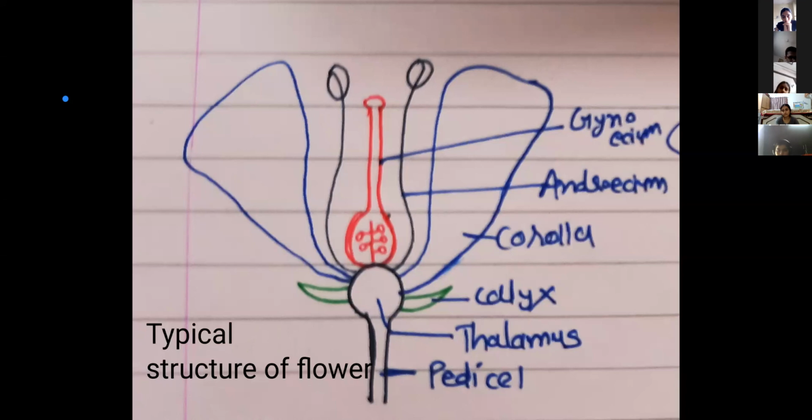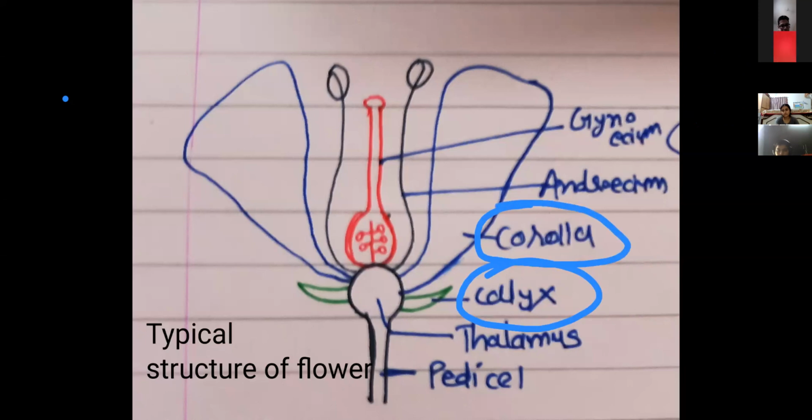So first, a flower has 4 whorls. A flower has a total of how many whorls? 4 whorls, layers. In that, the outermost whorl, the first whorl, we call calyx. The second we call corolla. The third we call androecium. The fourth we call gynoecium. Calyx, corolla, androecium, gynoecium.